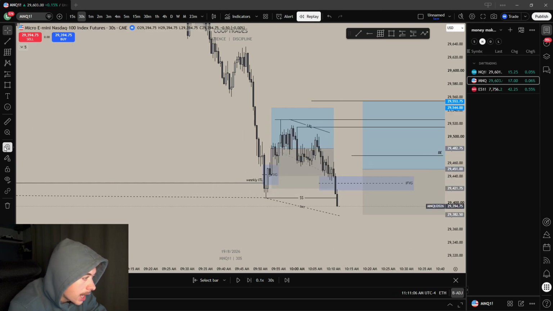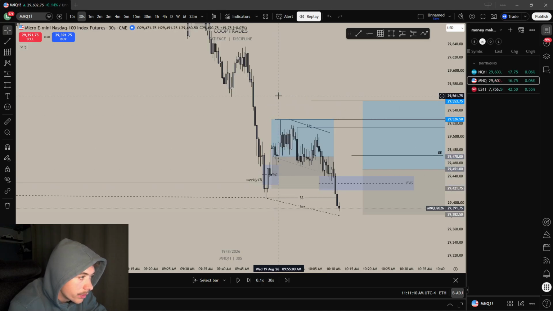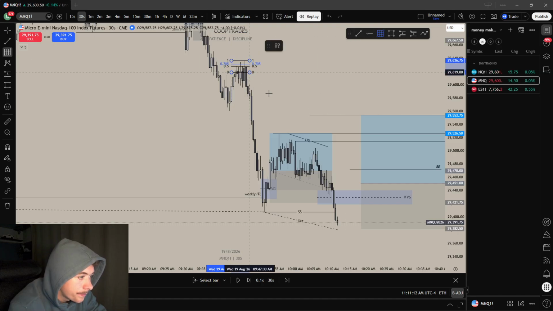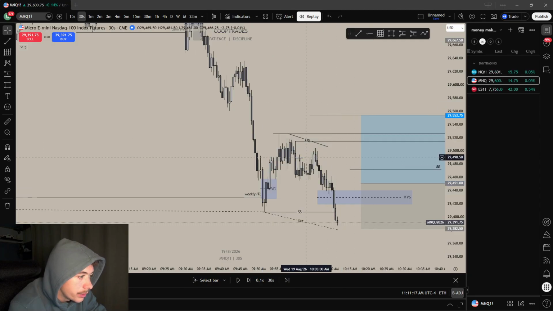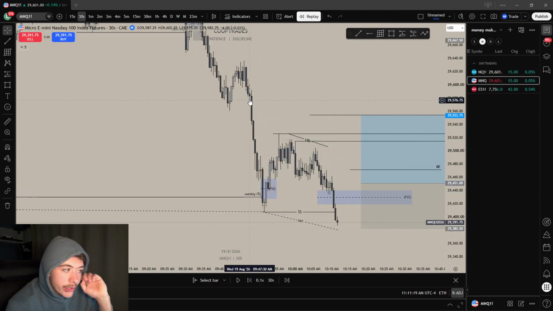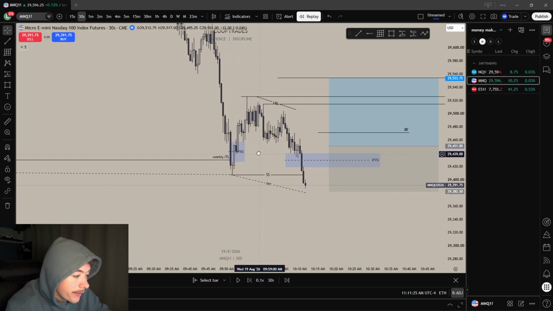But I did see Dodgy take this, and he got an entry down here, and then he was able to snag a 1-to-1 at equilibrium of this. But I just don't like this trade because we're literally longing into nothing. We have literally zero generated liquidity. We talk about LRL all the time, and this has the least amount of LRL I've ever seen in my life. So I faded that for that reason.